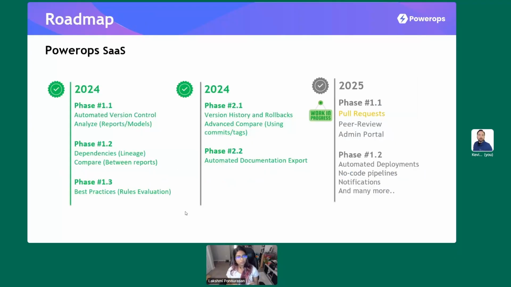Coming to the roadmap quick, since we're running out of time, what we are currently trying to do is bring in the pull request feature. Our aim with Powerops SaaS is to make it an end-to-end feature. Since we already have version control right here, we are trying to bring in the pull request. We will also get peer review and admin portals, which are going to be really helpful for managers. Next, we are going to focus on getting automated deployments and no code pipelines as well.